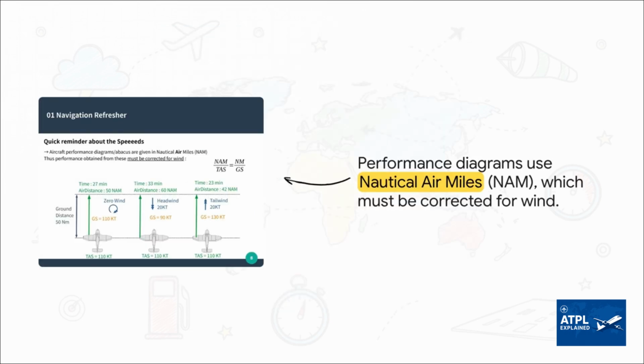Now, pay close attention to this one. This is a subtle but really common exam trap. Performance charts use nautical air miles. That's the distance you travel through the air mass. A good way to think of it is like swimming in a river. If the current is against you, like a headwind, you have to swim way further through the water just to cover a short distance along the riverbank. And that's exactly what's happening here. The plane travels 60 miles through the air just to make 50 miles of progress over the ground.